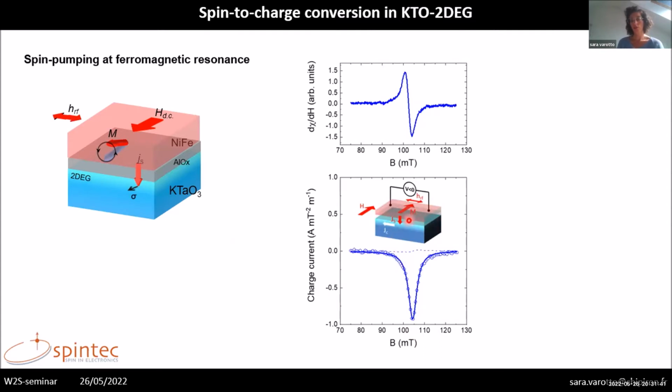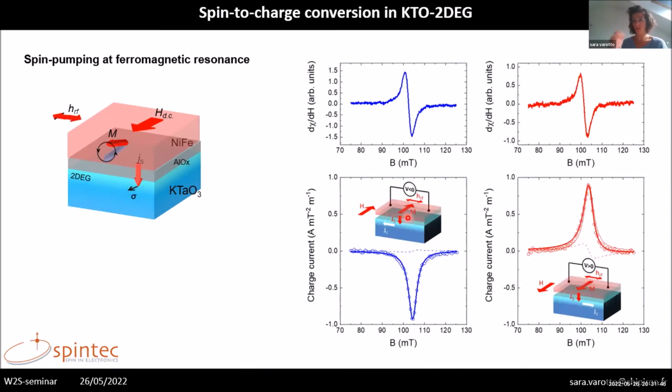What happens now if we invert the ferromagnetic direction? So the saturation magnetization is inverted, which means that we are injecting now the opposite spin. So we invert this spin, and this results in a generation of the opposite voltage, so opposite charge current.